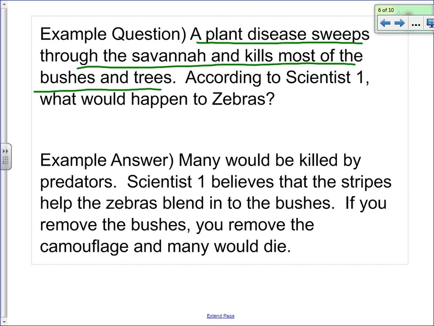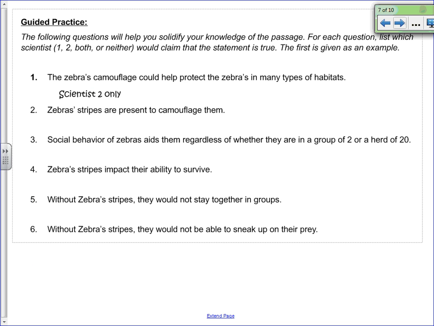What you want to do right now, in order to make sure that you have a good background knowledge of both of the scientists in your teams, is look at the following questions. The following questions will help you solidify your knowledge of the passage. For each question, list which scientist, one, two, both, or neither, would claim that the statement is true. All right, and the first one's given as an example.